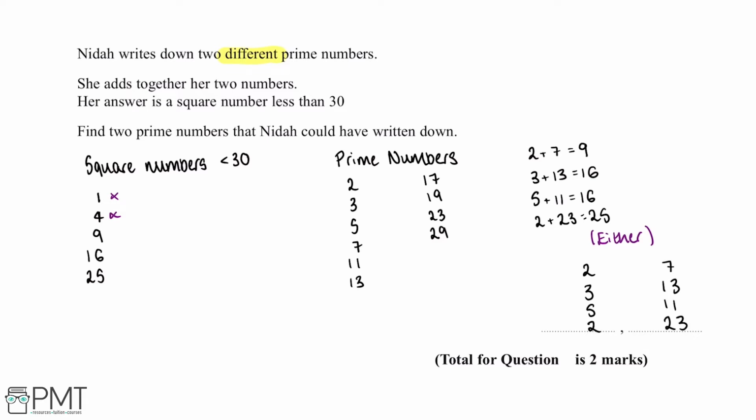Now this question's worth 2 marks. We'll get our first mark for identifying at least one set of prime numbers which we'll add together to give us a square number, and our second mark for one of these correct answers.